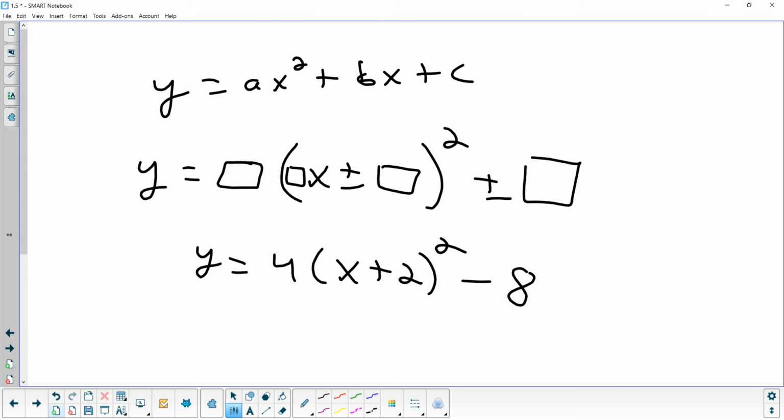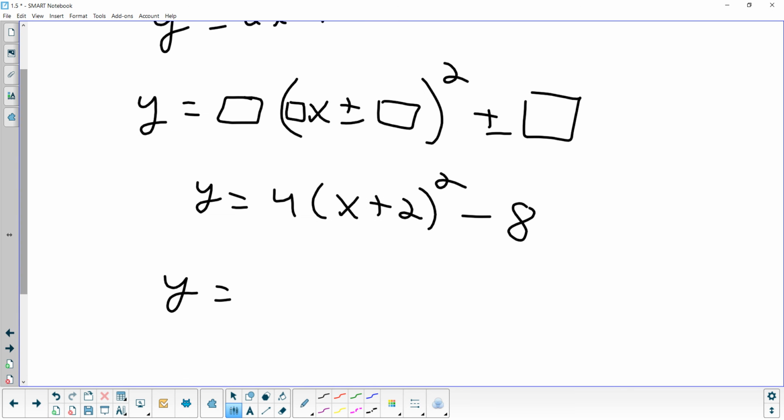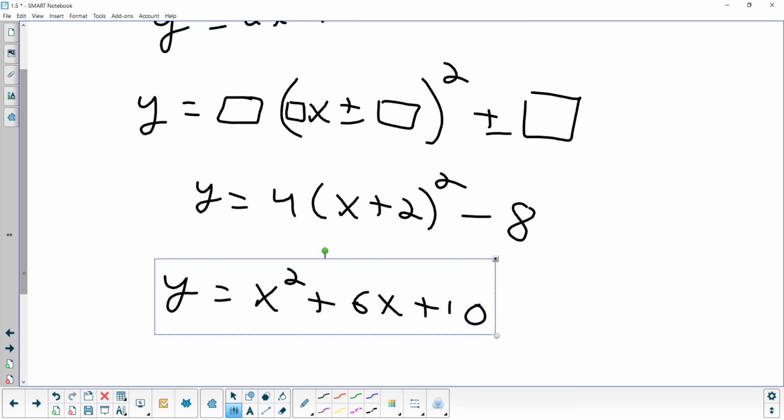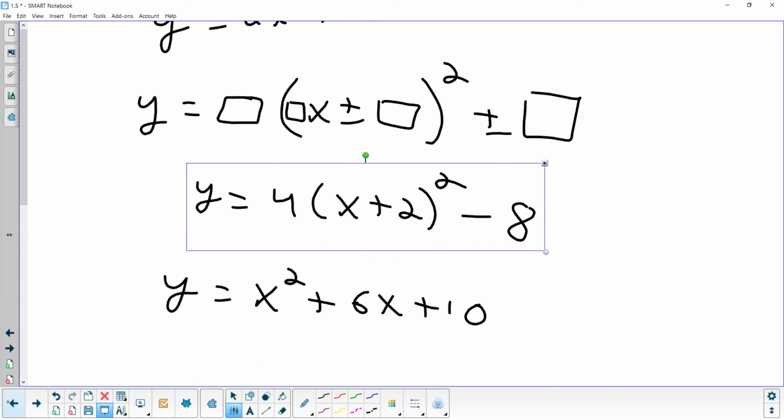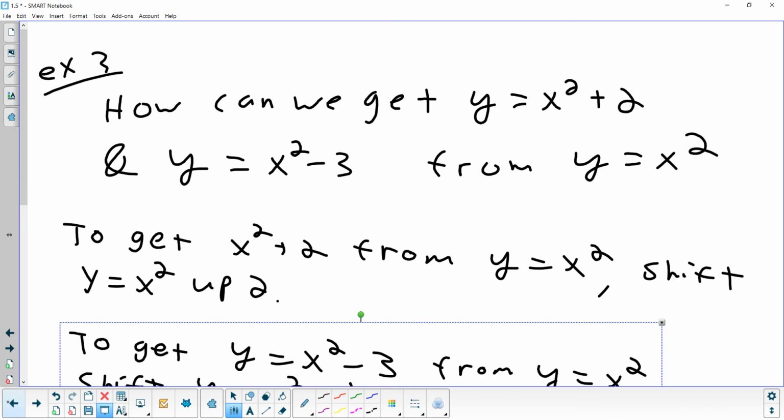So if we ever end up with something like this, I'm just making this up, you have to convert it so that it looks like this to be able to tell the transformations. So yeah, it's not always the C.